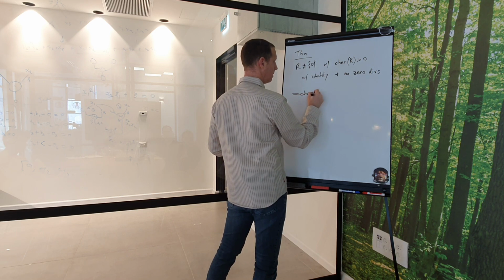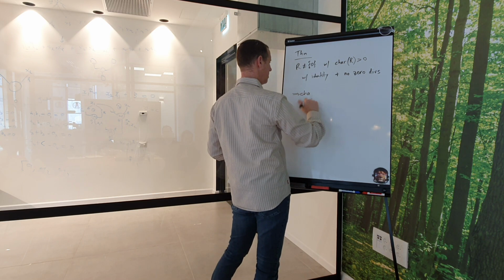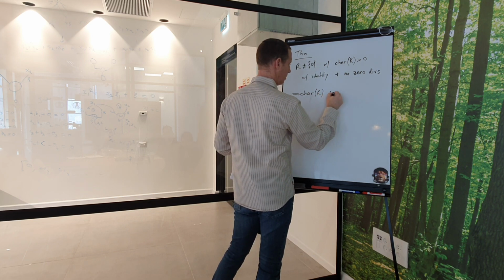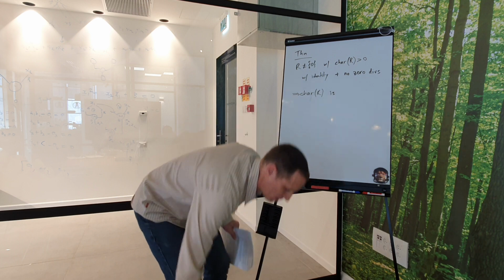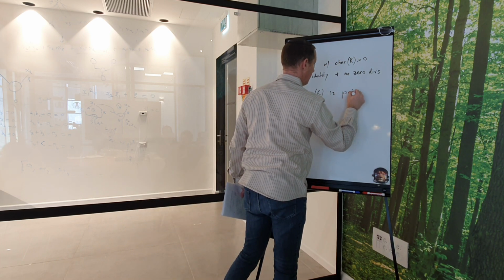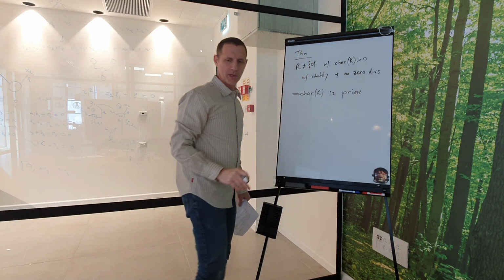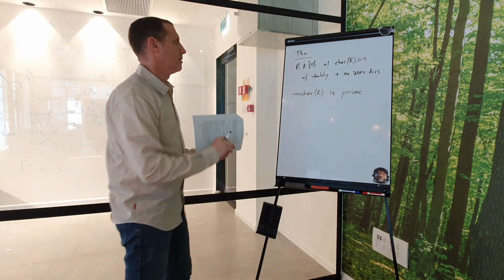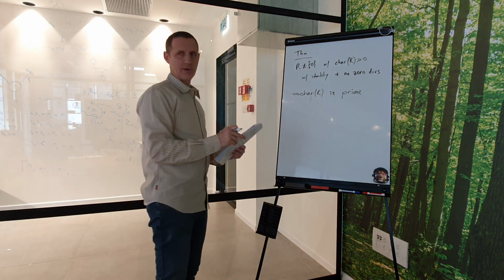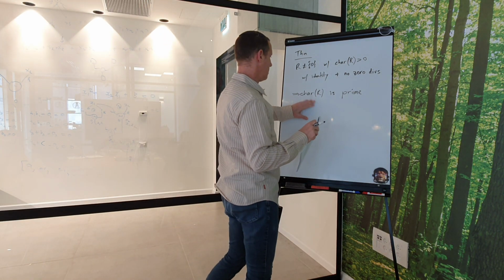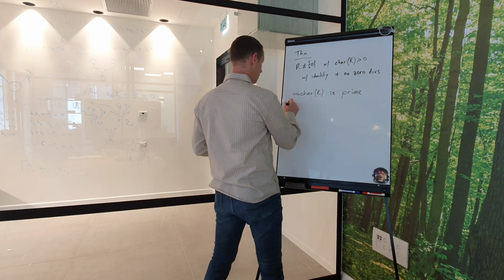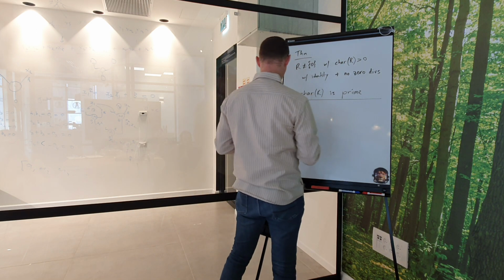the characteristic of R is prime. Okay, so it's always going to be a prime integer. And we're going to prove it. So how do we prove it? We say the following.